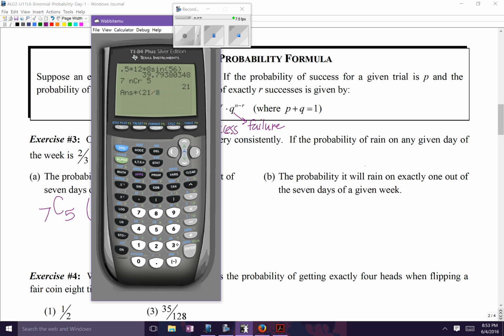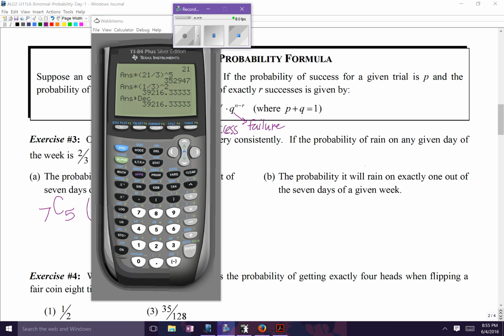21 times (2/3) raised to the 5th, and again, my calculator has the old operating system, so it's kind of annoying, but that's okay. Times 1/3 squared. And I get this number. Oh my goodness, look at this answer. And if you notice, what did I do? I made a mistake. Don't make mistakes like this. I put 21 divided by 3. So I'm going to go ahead. I did it on my other calculator, which I like better. I'm going to go back to this.